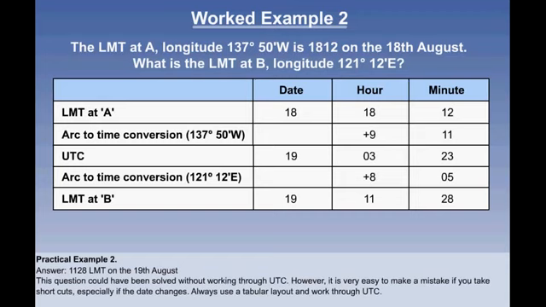Now, you may have noticed that this question could have been solved without working through UTC. The total change of longitude from A to B is 259 degrees and 2 minutes, which converts to 17 hours and 16 minutes later than A's LMT. Working through UTC as we did may seem longer, but it is very easy to make a mistake if you take shortcuts, especially if the date changes. Always use a tabular layout and work through UTC.